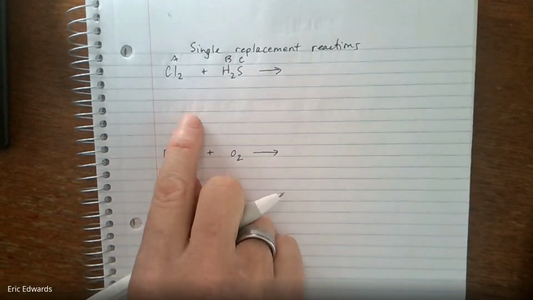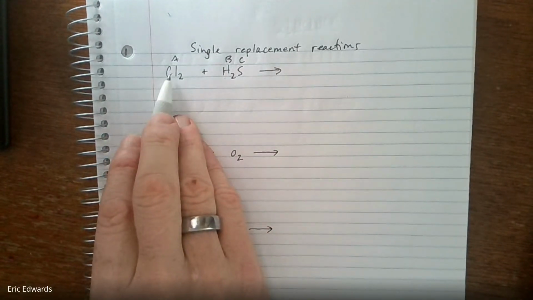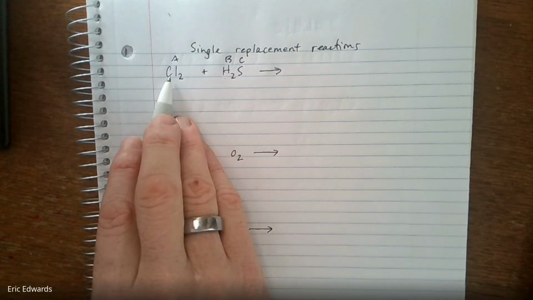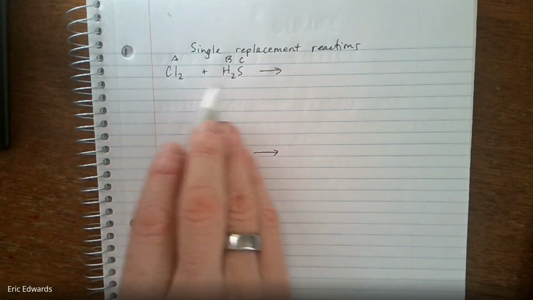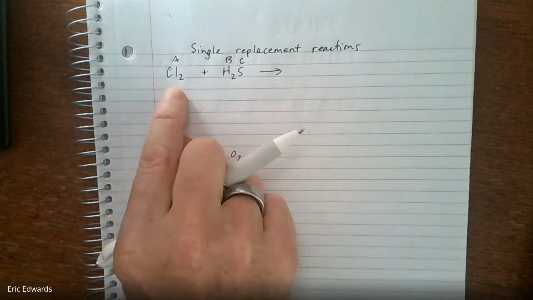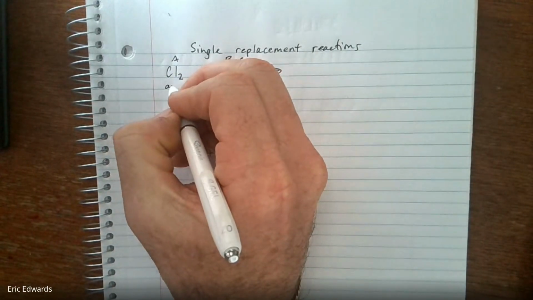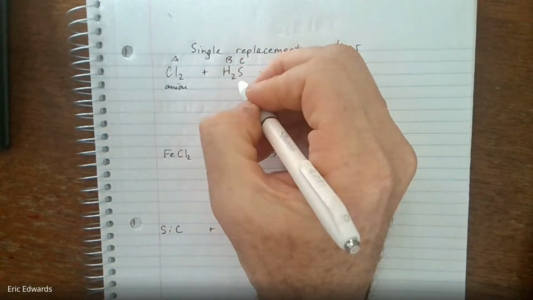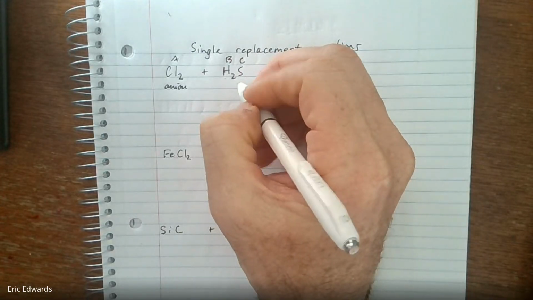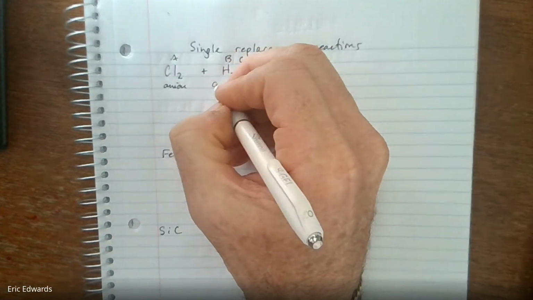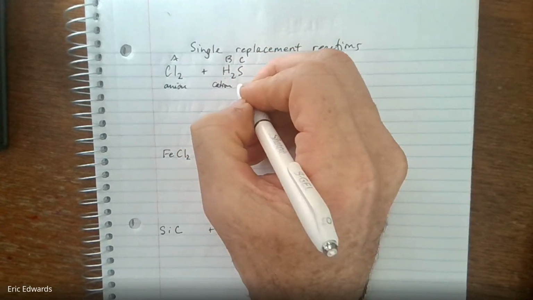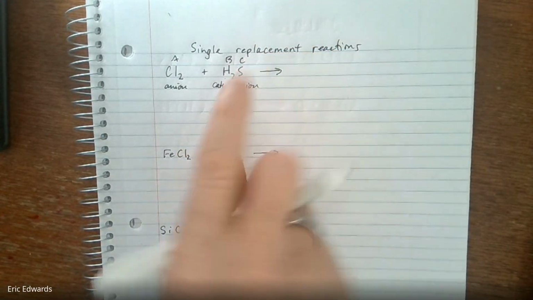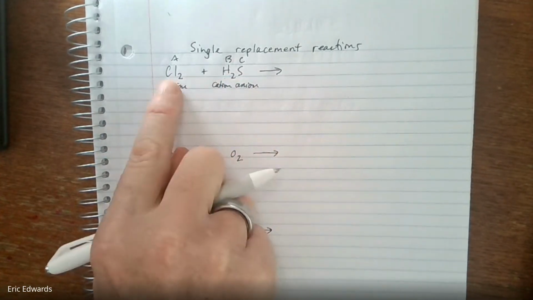Now what we have to figure out is what the chlorine is, because it's the thing that's going to go in and replace. Which one of those two things is it going to replace? Well, I know chlorine is an anion. So in this case, chlorine is going to substitute in for the sulfur, which is also the anion. So we're going to switch the sulfur for the chlorine.